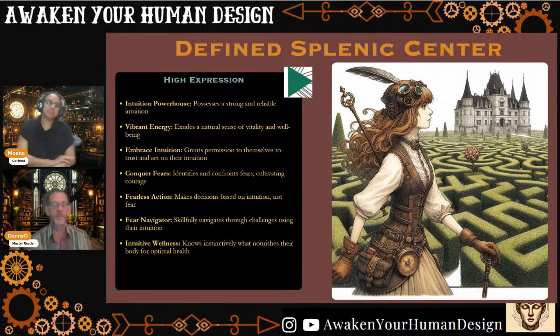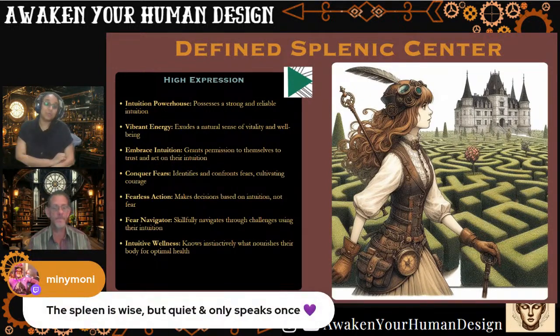My husband is a defined spleen, the only defined spleen in the house. The spleen is wise, but quiet, only speaks once. Yep, that is exactly right. What is the consequence of that? Because it's true, when it only speaks once, it may repeat what it had to say a moment later, but it really still is only saying it the once. Depending on how sassy your spleen is, your spleen might not repeat.